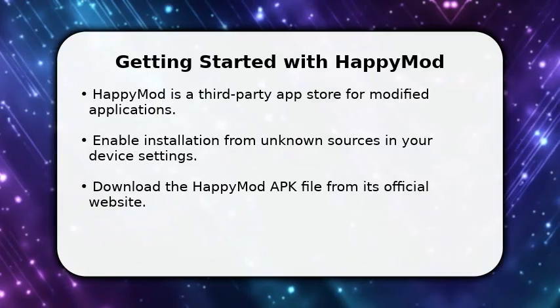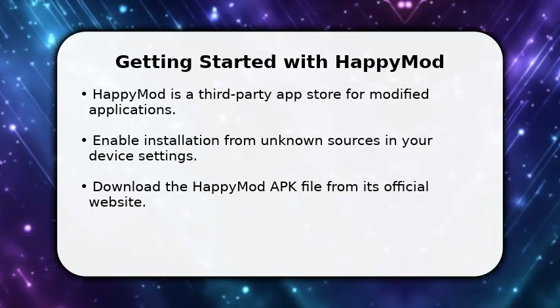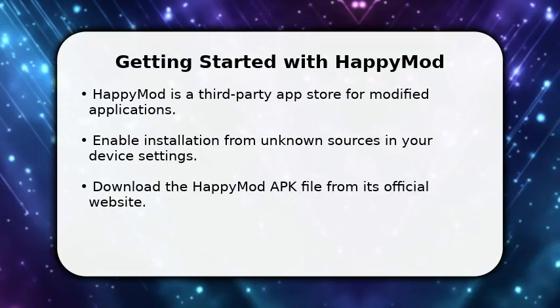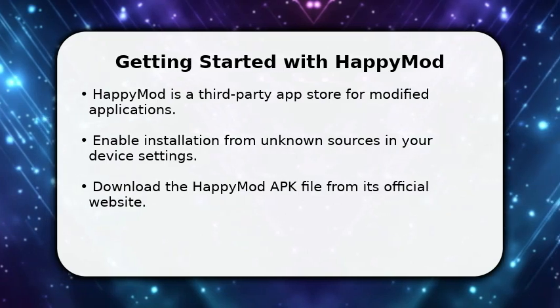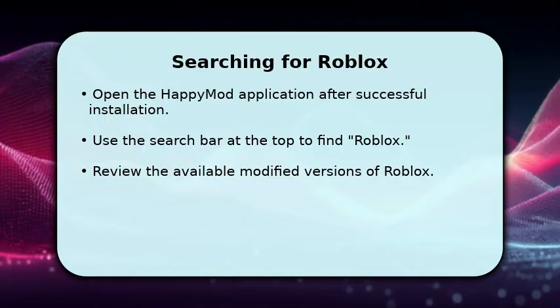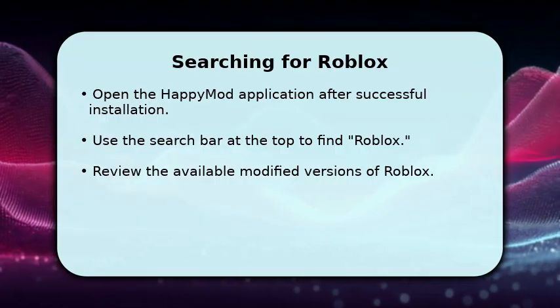Next, navigate to the official Happymod website using your web browser. Download the Happymod APK file from there, which is typically a small file, around 10 megabytes. Once downloaded, proceed to install the Happymod application on your device. Now that Happymod is installed, open the application. You will see a user-friendly interface.